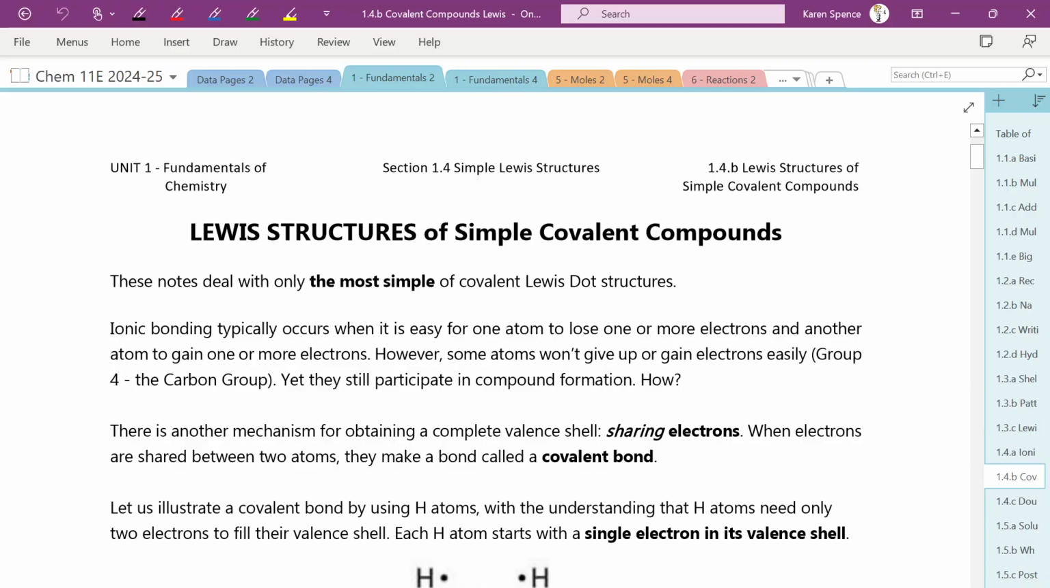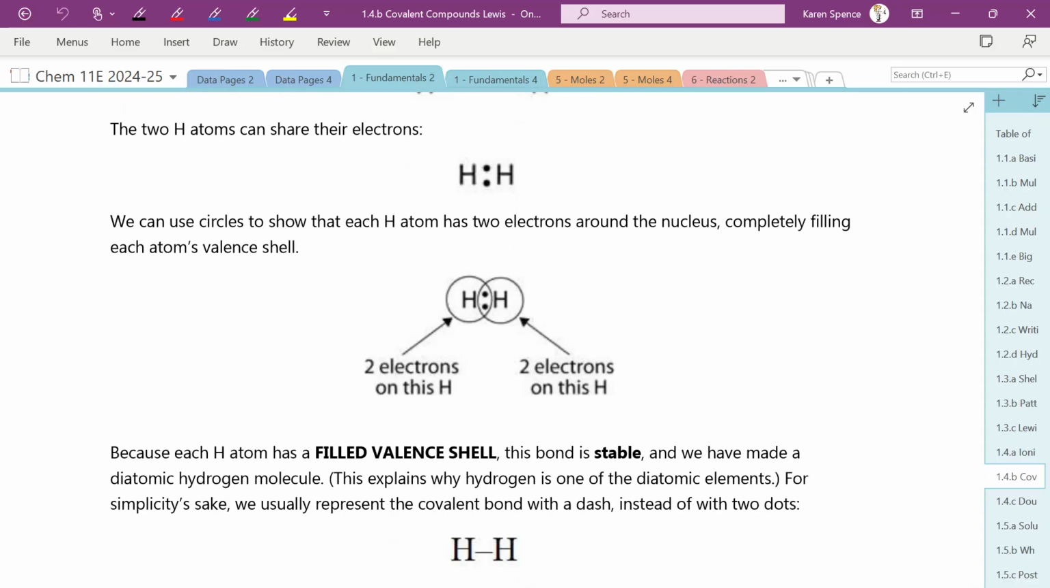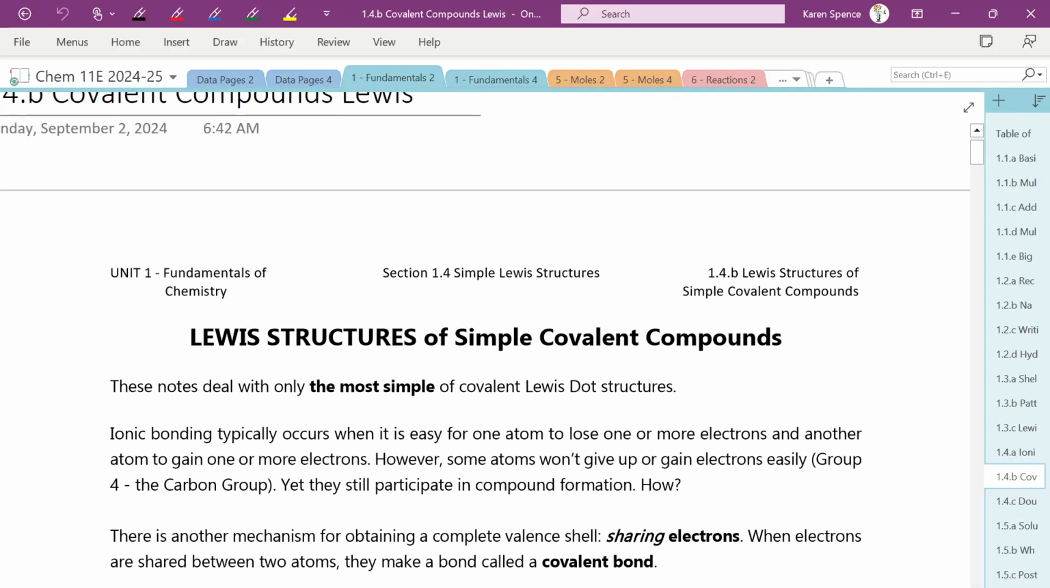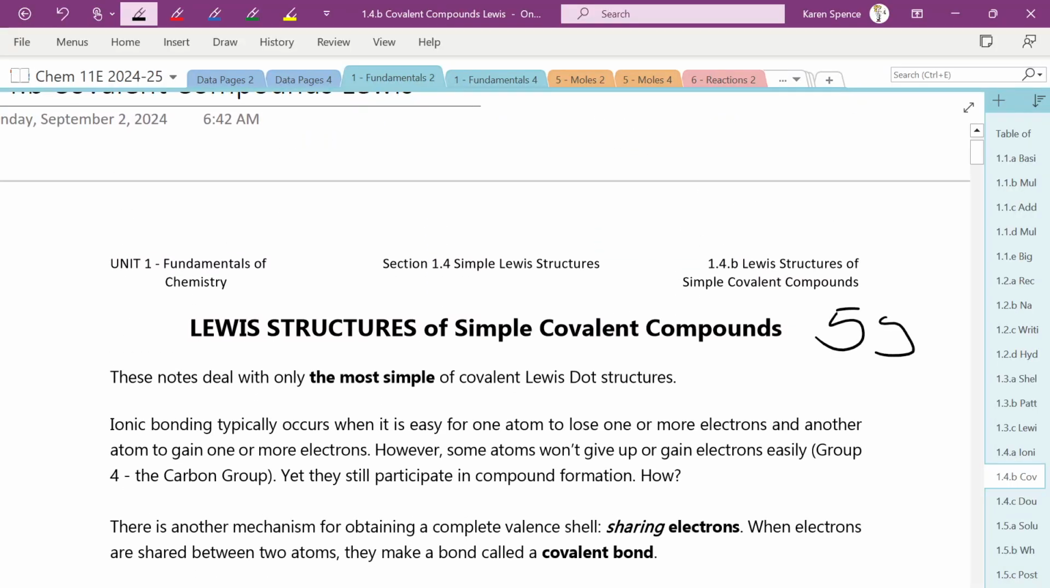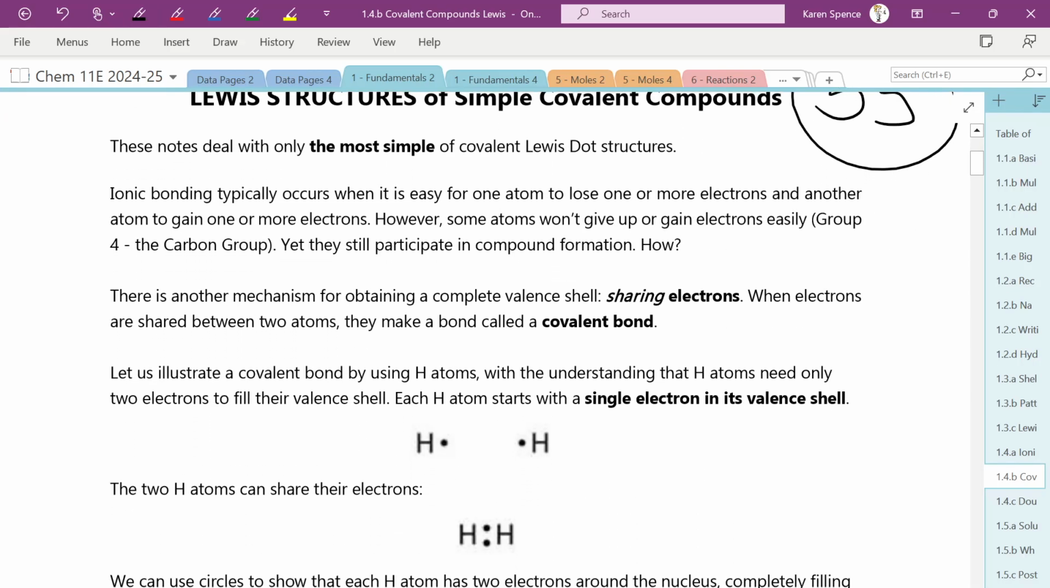All right, so we're going to move on to simple covalent compounds, and this is on page 55. And when we have covalent bonding, electrons aren't given and taken. What happens instead? They are shared. What kind of atoms do sharing with other atoms? Nonmetals. Okay, so these are all going to be nonmetals.